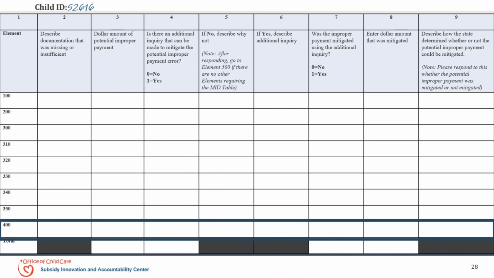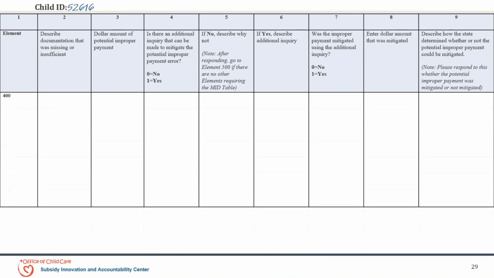And since our example had the error in element 400, I'm going to pull this row out in the next slide and make it bigger so that everyone's able to see everything okay. So in the mid-table, there are 9 columns. The first column is just the element. Again, that corresponds to the element that had the error, which is 400 here.